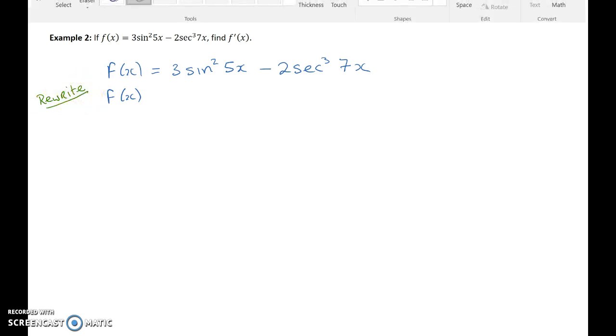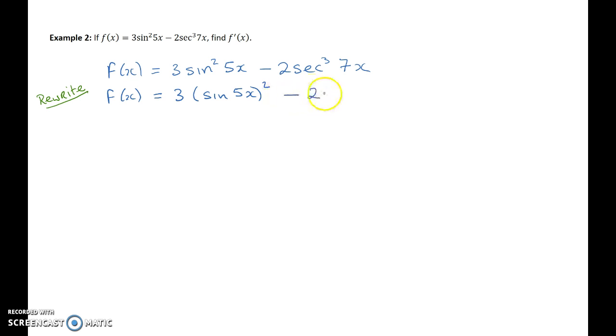Okay, so we have f of x is going to be equal to 3 sine squared 5x. That means sine of 5x squared. So we write it that way. And then this is minus 2 secant cubed 7x, which means secant of 7x cubed. Okay. Now it becomes a little bit more manageable. We're going to differentiate now.